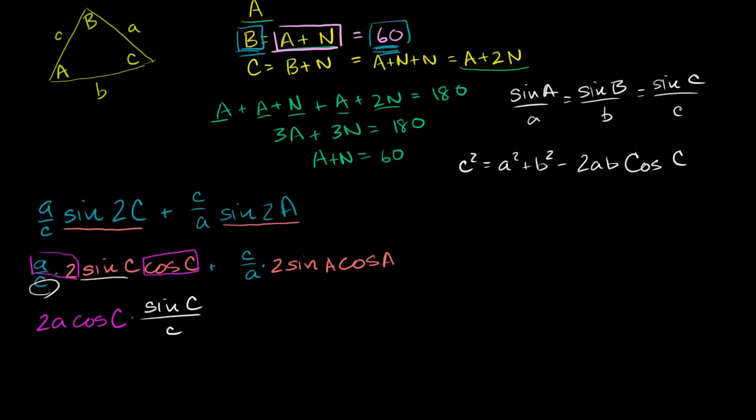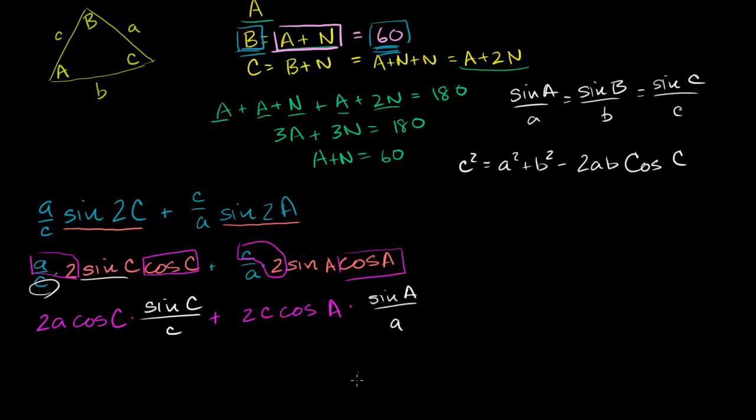And then to that, I'm going to do the same thing over here. I have 2 times, I'm going to separate these out. Actually, no, I want to do the signs. So I'm going to separate this guy and this guy out. And so I get plus 2c cosine of a times sine of capital A over lowercase a.